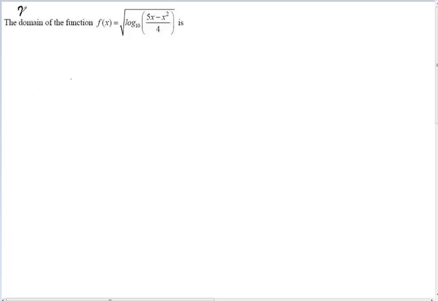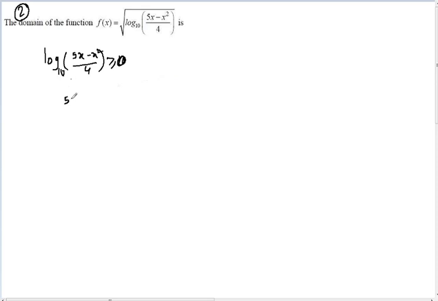This is the second question from the functions. Here the domain of the function f of x is equal to the square root of log of 5x minus x squared by 4, base 10, is asked. Here a root is given, so this root value is always greater than or equal to 0. That is log of 5x minus x squared by 4 is greater than or equal to 0. Here the base is 10.